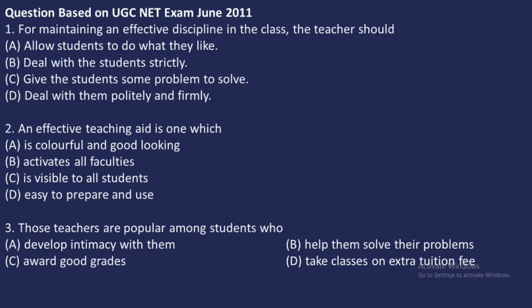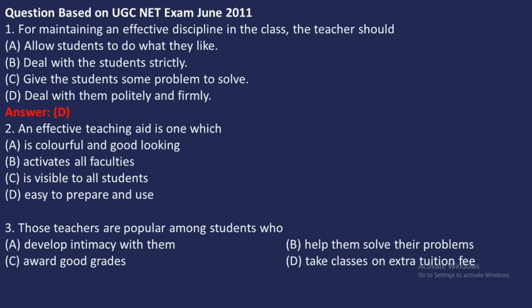Question based on NET examination 2011. For maintaining an effective discipline in the class, a teacher should allow students to do what they like, deal with the students strictly, give the students some problem to solve, deal with them politely and firmly. Here option D is the right one.